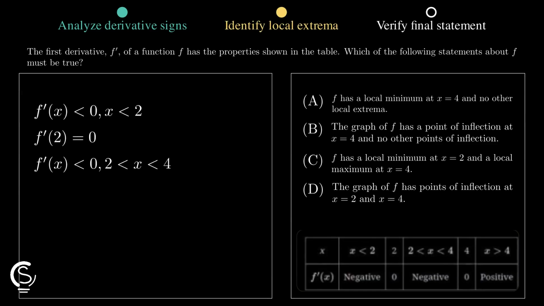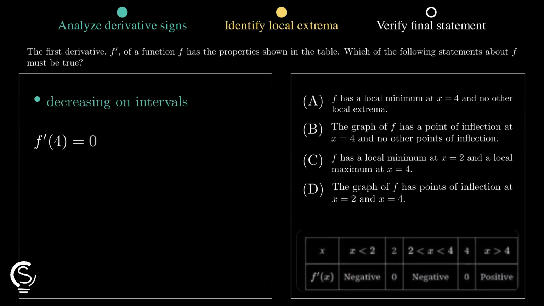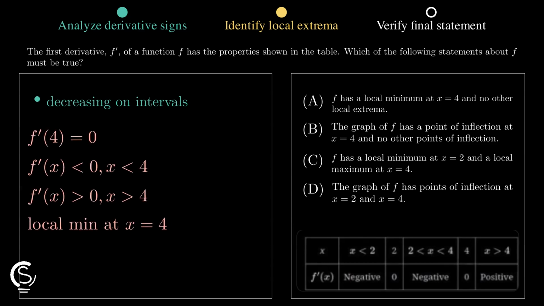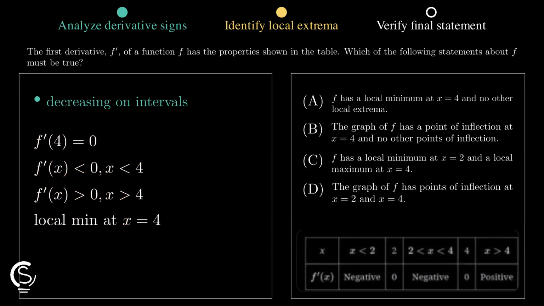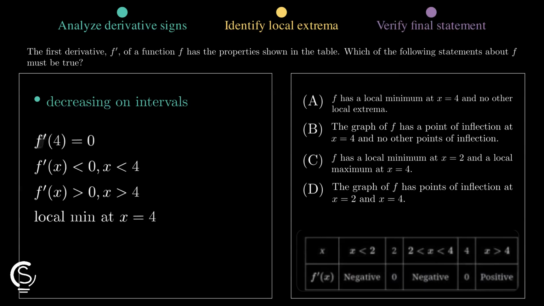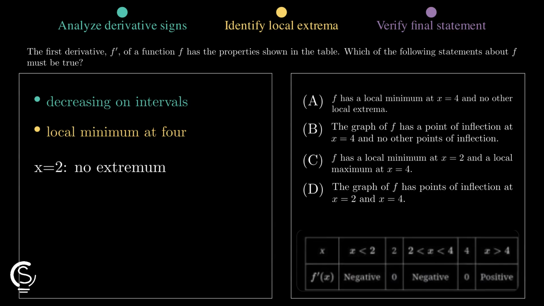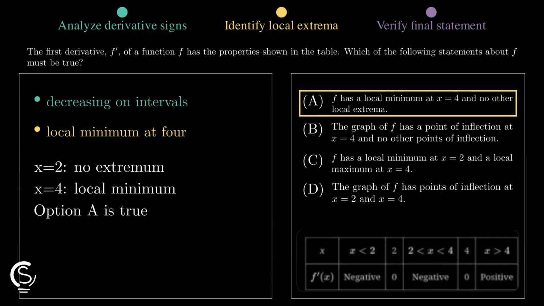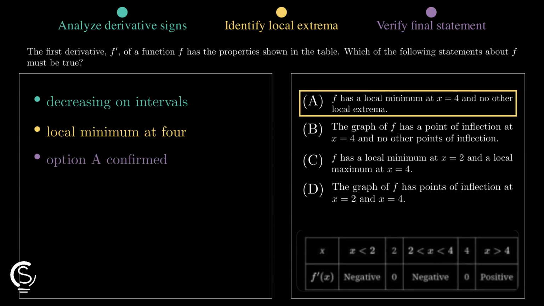At x equals 4, the derivative changes from negative to positive. This sign change confirms a local minimum exists at x equals 4, while x equals 2 is just a plateau. Since there is no sign change at x equals 2, it is not an extremum. Thus, only the statement claiming a local minimum at x equals 4 is necessarily true.